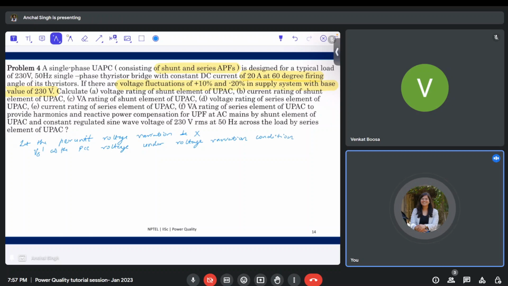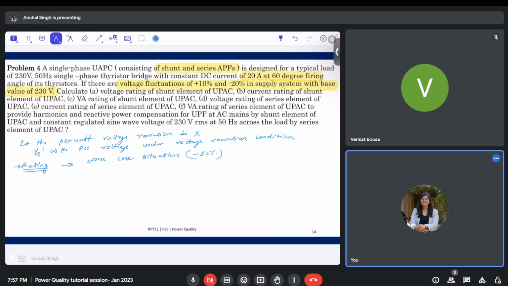So in the question, we will be calculating the parameters under maximum voltage dip, because since we are designing we are going to rate the circuit, right? We have to do the rating. So we will design as per the worst case situation. And from plus 10 and minus 20, since minus 20 is the worst deviation that is going on, that means we'll design for minus 20% deviation.